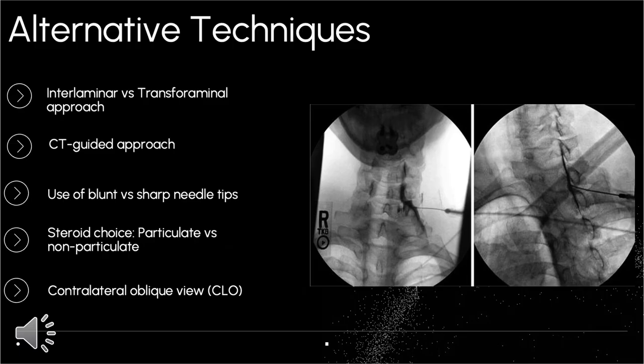Alternative techniques include transforaminal approaches, CT guidance, use of blunt versus sharp needles, and contralateral oblique. The contralateral oblique is worth mentioning as it can be helpful when a patient's body habitus, like large shoulders, obscures your lateral fluoroscopic image. For safety, many providers prefer non-particulate steroids in the cervical spine. Some advocate for transforaminal or CT-guided approaches. Remember, transforaminal cervical ESIs carry higher vascular risk. At the fellow level, know the pros and cons, but default to the safest interlaminar technique.